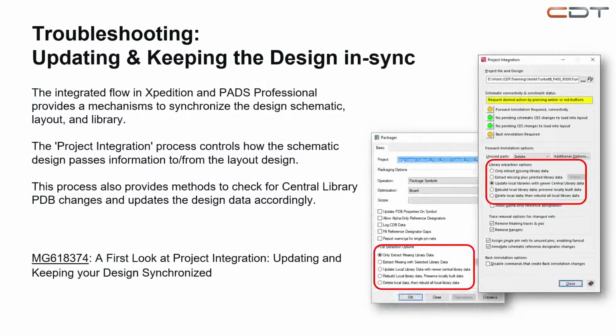How to update and keep the design in sync. The integrated flow in Expedition and Xpedition Professional provides a couple mechanisms to synchronize the design, schematic, layout, and library. You know this, it's called project integration, and it controls how schematic design passes information to or from the layout design. This process also provides methods to check the central library PDB changes and update design data accordingly.